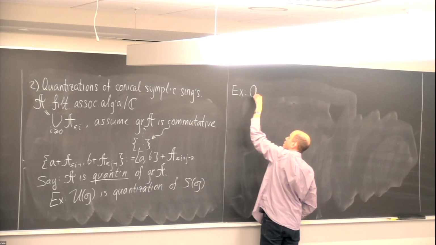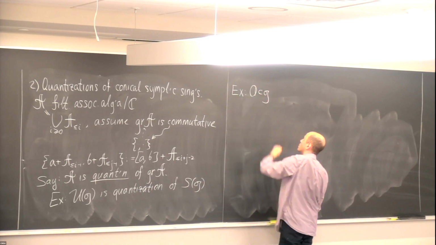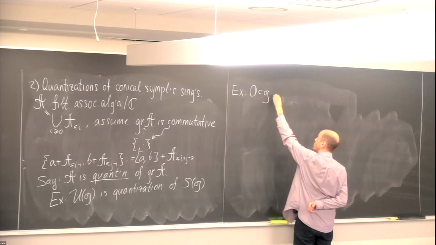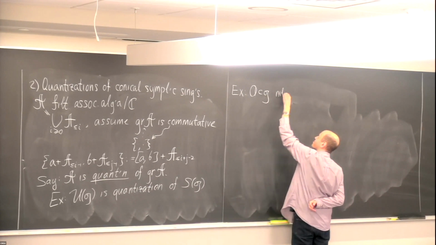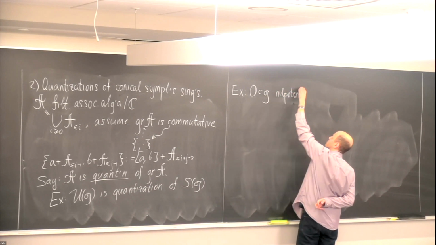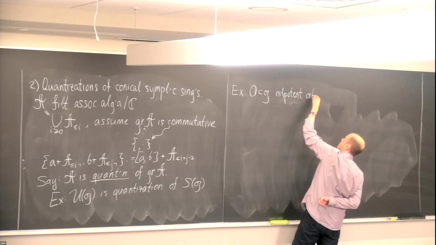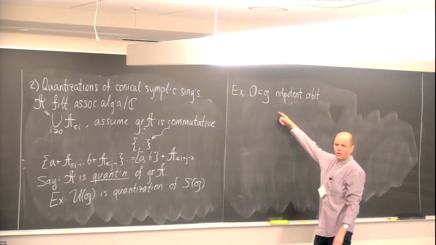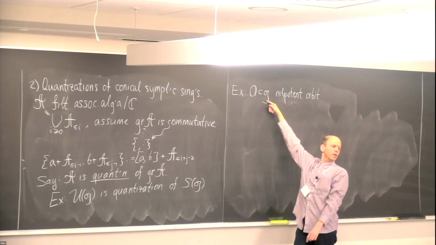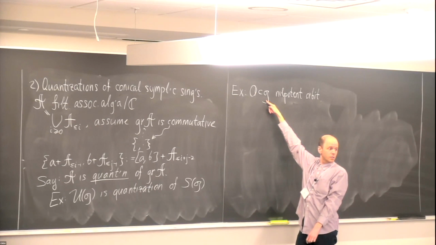So I want to pick a nilpotent orbit in my algebra. For example, if this algebra is a classical one, like SL or SO or SP, it just means an orbit of the group G consisting of nilpotent matrices.